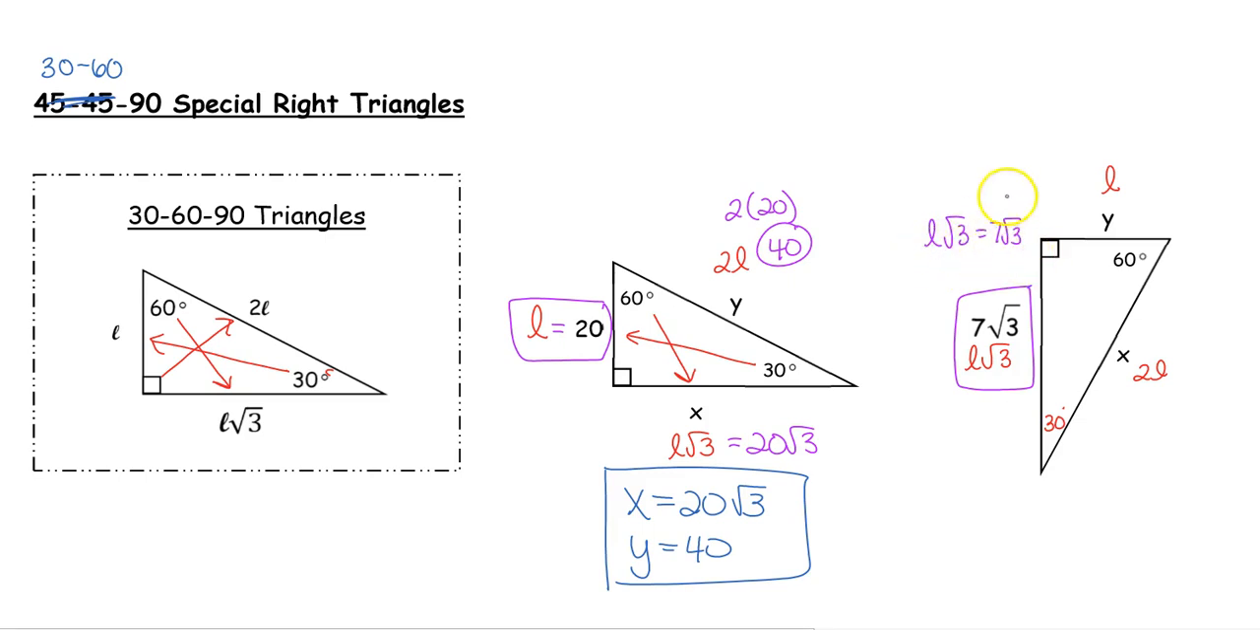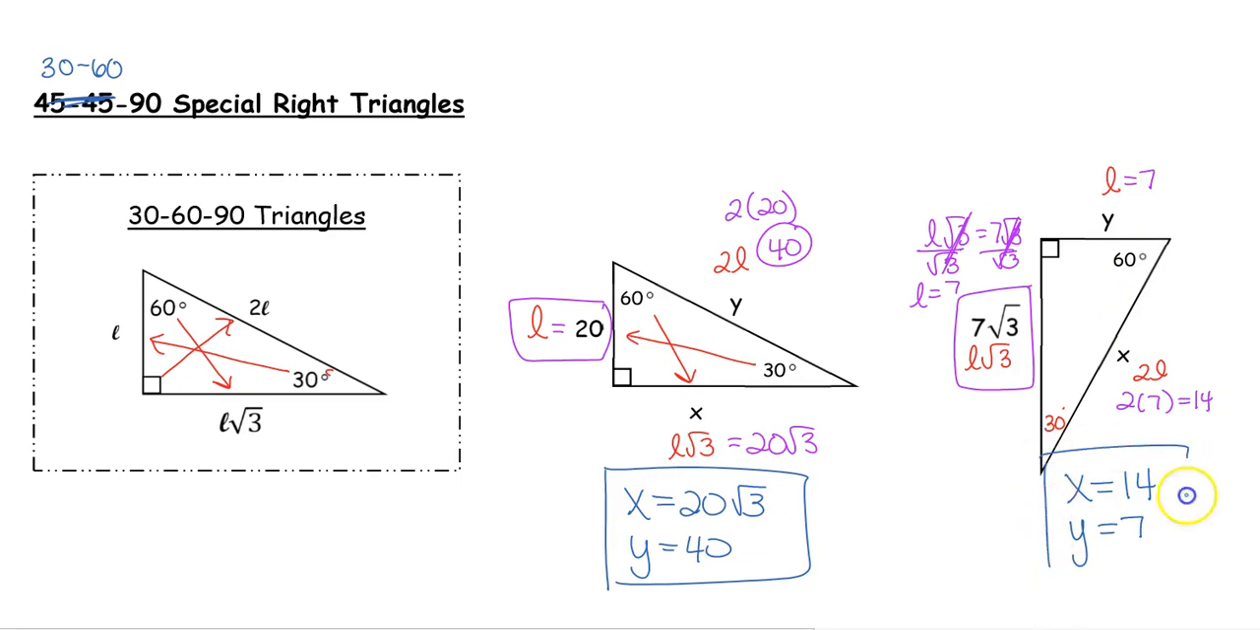So when I look at this right here, again, you can solve or you can just look at this. L root 3 is equal to 7 root 3. I divide by root 3. Those root 3's cancel, giving me L is 7. So remember, if you don't start with L, the first step is finding what L is. L is 7. Well, this side is L, so that side is 7. This is 2 times L, so 2 times 7 is 14. So our X was the hypotenuse, which was 2 times L, so X is 14. The Y was that missing leg, which is L, which is going to be 7.